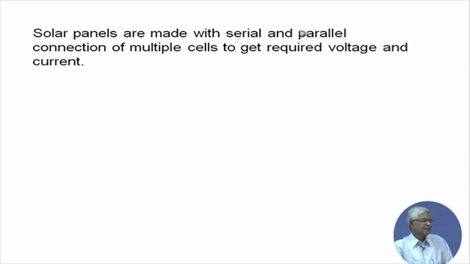So solar panels are made with serial parallel connection, because each of the solar cells gives, as you have seen, a fraction of a volt, roughly 0.5 volt. But in the electronic circuit we may need 5 volt, 15 volt, and then we may need much more current. So therefore the serial parallel combinations are done.